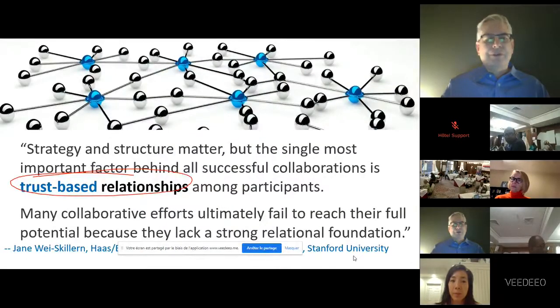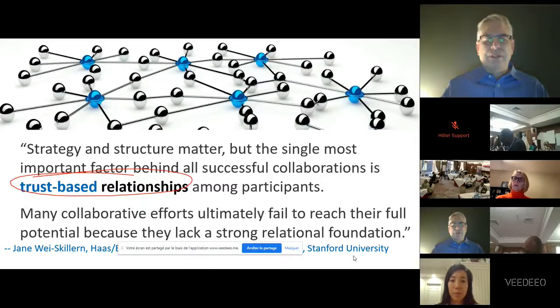So this is a quote by Jane herself that I often use. Strategy and structure matter, but the single most important factor in all collaborations that succeed is these trust-based relationships amongst the partnerships. That is the glue that holds the network together.